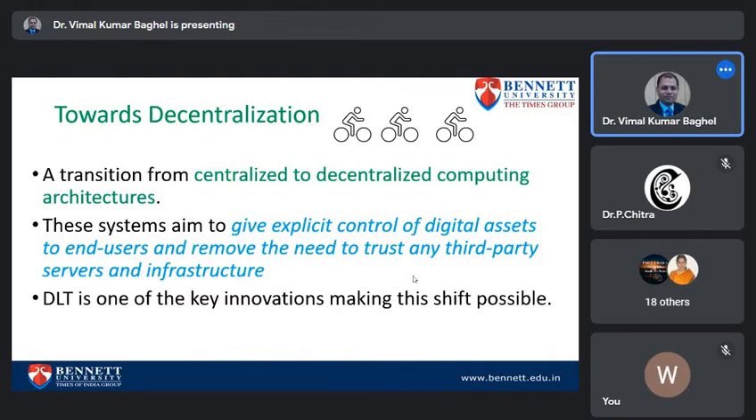Now, to make this possible, we have a concept known as distributed ledger technology. Everybody is aware of databases, and we are also aware of distributed databases. In decentralized systems, the main concept will be distributed ledger technology. So this DLT is one of the key innovations that is making decentralization possible.